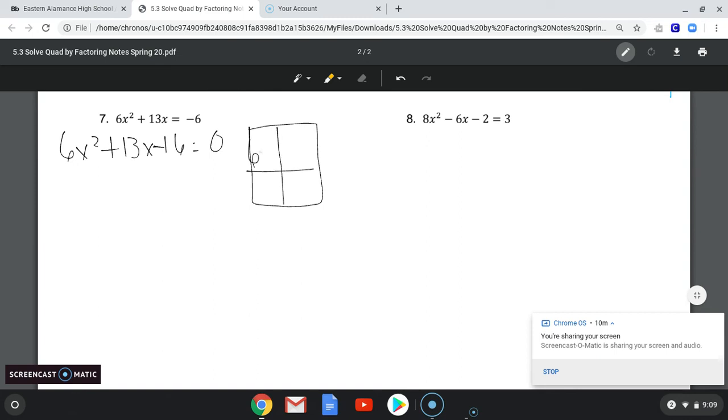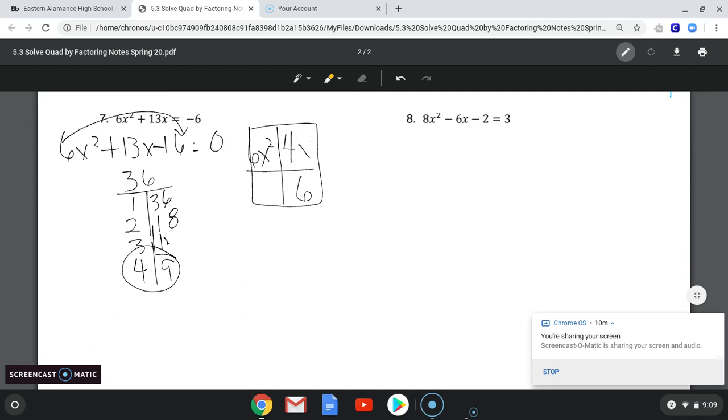I put that 6x squared in the front. I put that 6 in the back. And now I'm ready to do 6 times 6, which makes 36. And I have to find the factors of 36 that multiply to give me 36, but add up to be 13. 1 and 36 will not work. 2 and 18 will not work. 3 and 12 will not work. Ooh, 4 and 9 sound really good. They do add up to be 13.